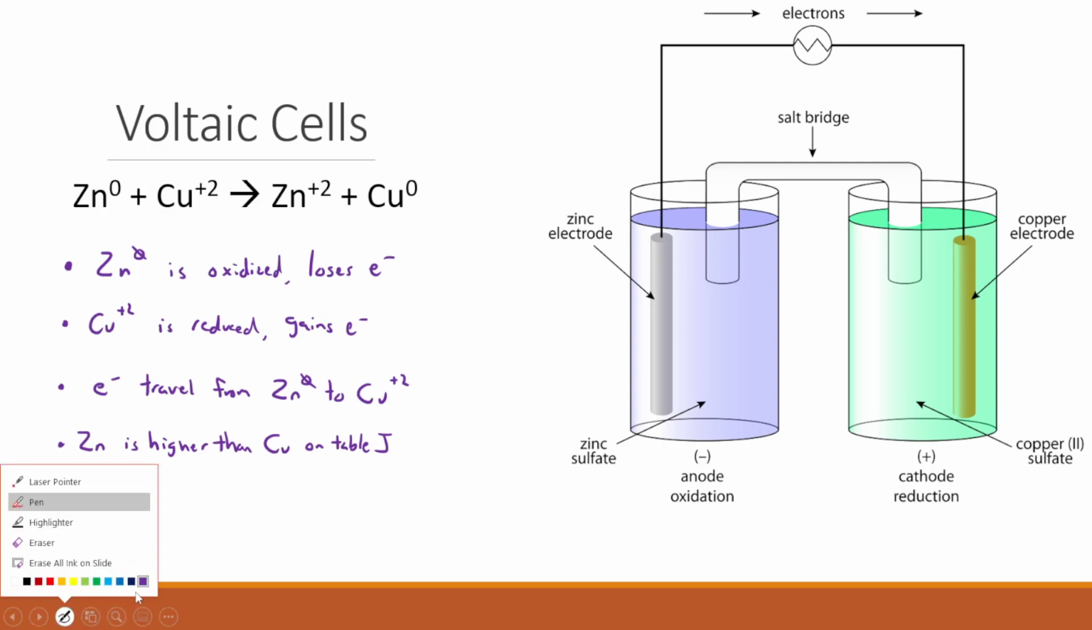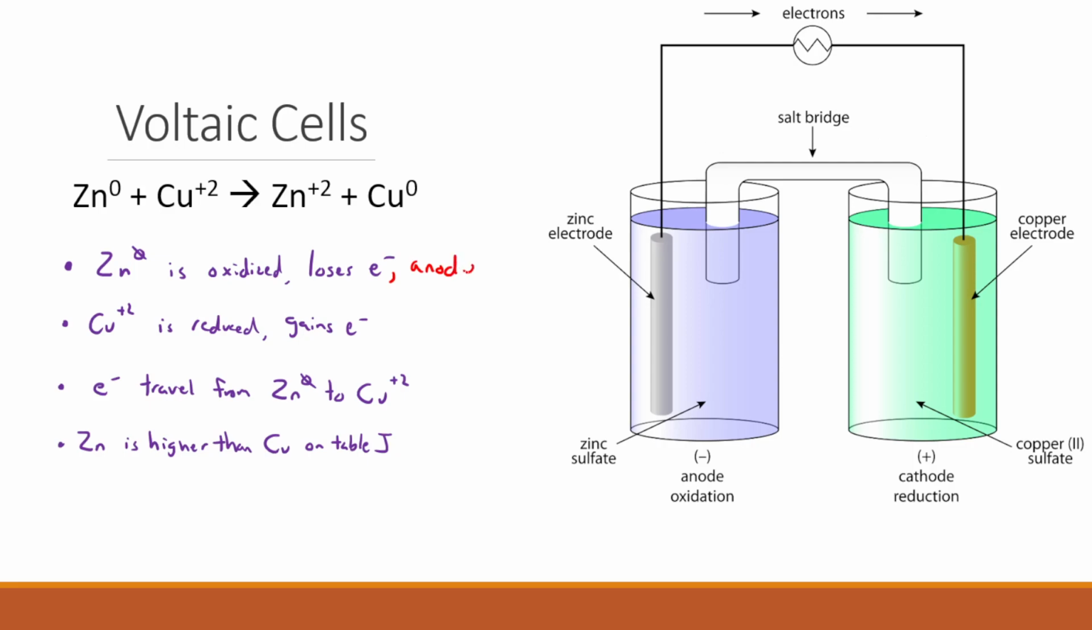Let's put some new labels in red. The thing that gets oxidized is always the anode. The thing that gets reduced is always the cathode. For a voltaic cell, the anode is negative. The cathode is positive. The electrons are going to travel from zinc to copper. The electrons are going to travel from anode to cathode.